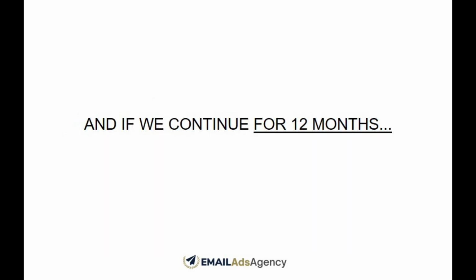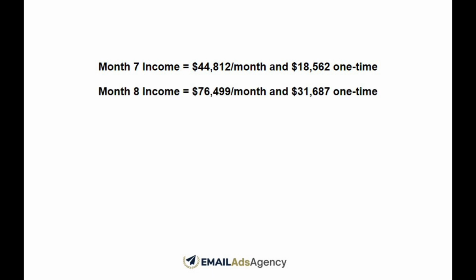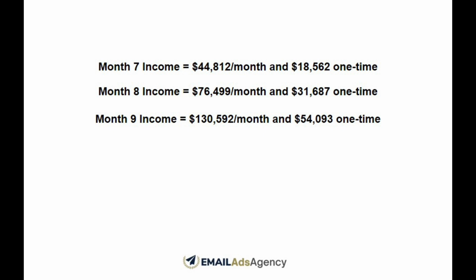And now let's just see what happens if we were to continue this for 12 months. At the end of month 7, our income would be $44,812 per month and $18,562 one time income from the thank you page offer. At the end of month 8, it would be $76,499 per month and $31,687 one time income. At the end of month 9, it will be $130,592 per month and $54,093 one time.